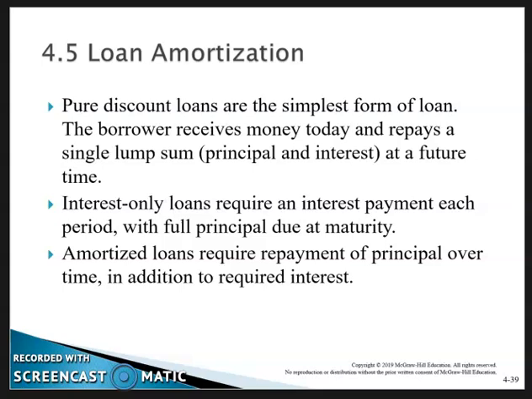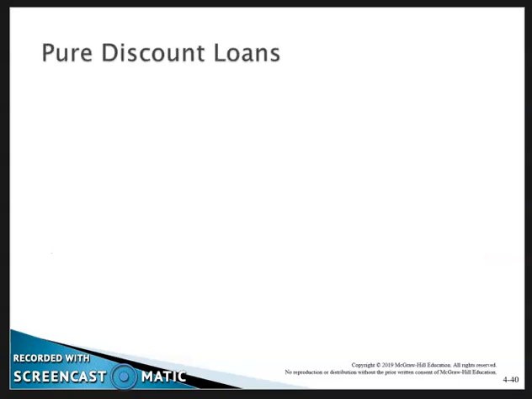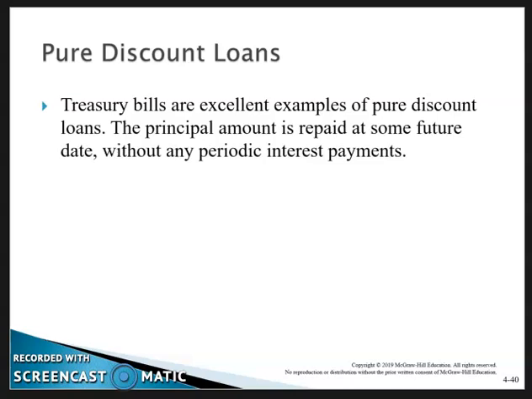Your car loans and mortgages, for the most part, are amortized loans, with some exceptions. Treasury bills are an example of a pure discount loan. The principal amount is repaid at some time in the future without any periodic interest payments.